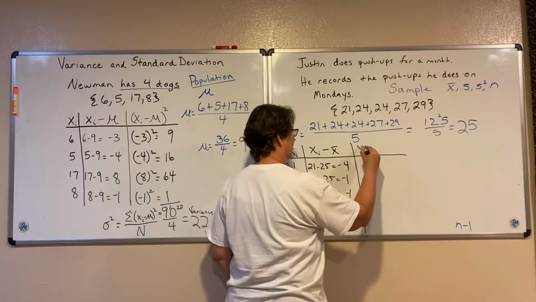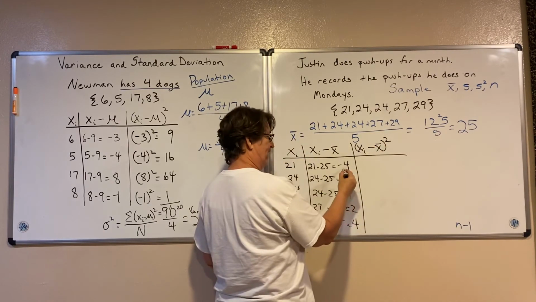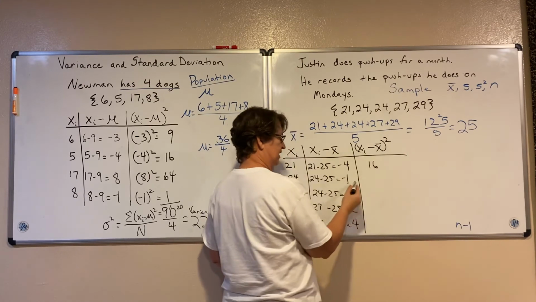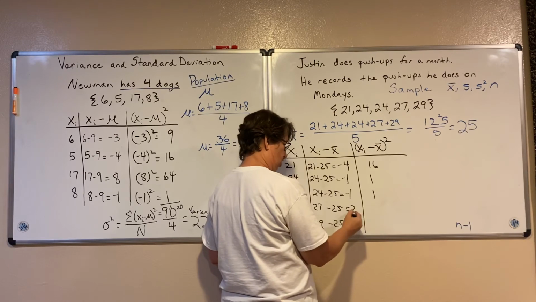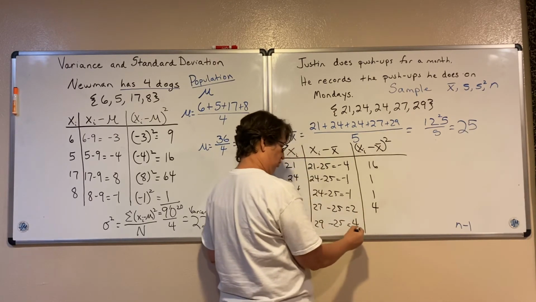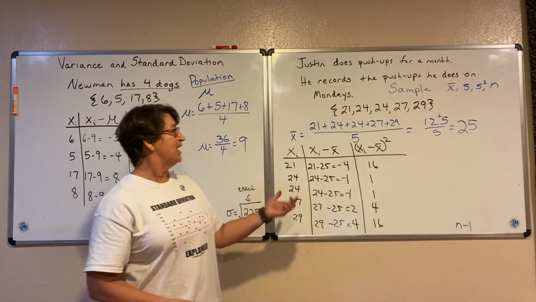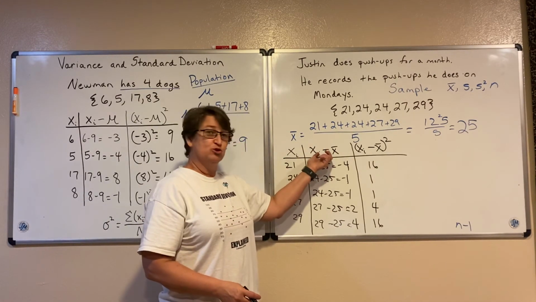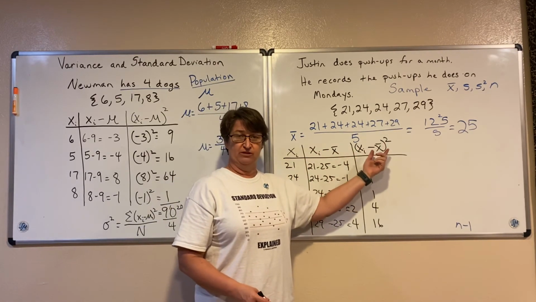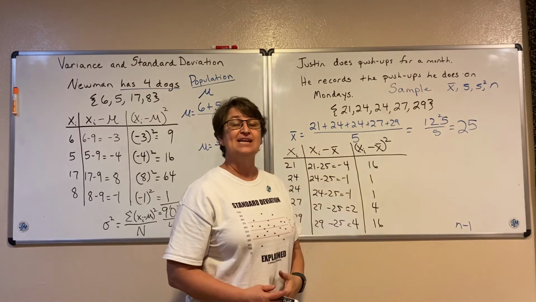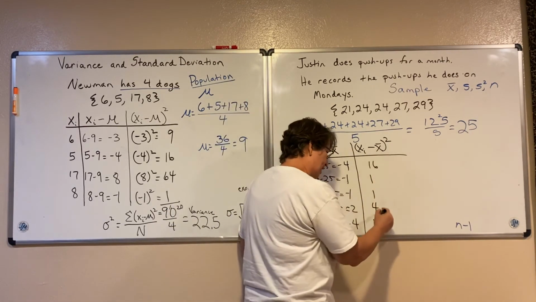Now, I'm going to take each one of those values and I'm going to square them. So negative 4 squared is 16. Negative 1 squared is 1. Negative 1 squared is 1. Positive 2 squared is 4. And a positive 4 squared is 16. I have now found my differences between my data and the mean, and I've squared those differences. I'm going to find the average of that. So I add up all those values.